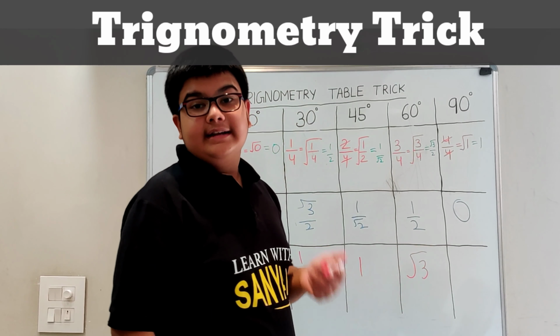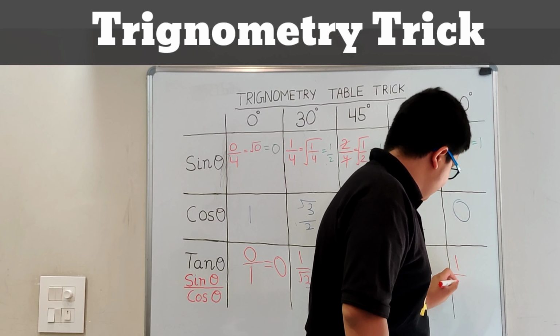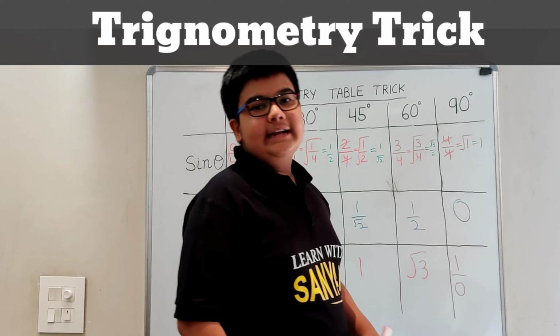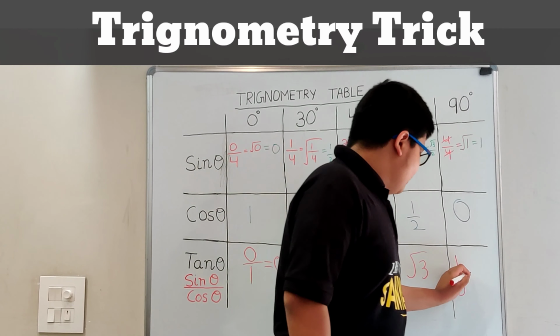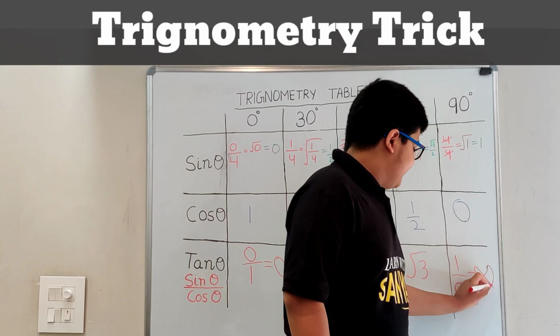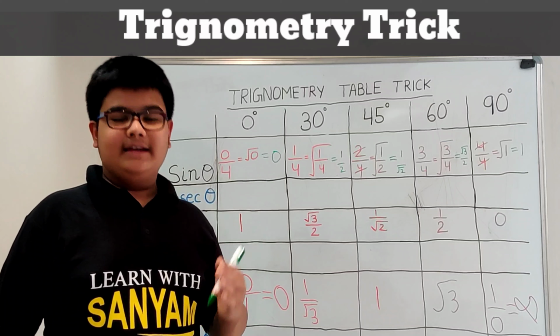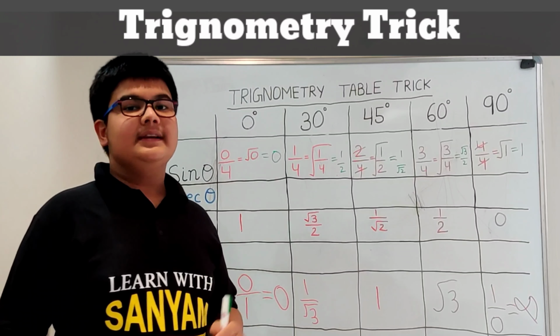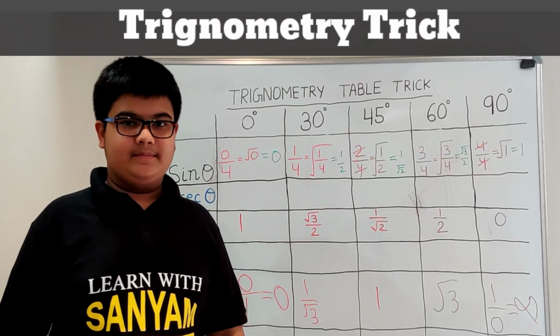And for tan 90, we will divide 1 by 0. Now you know that any number divided by 0 is not defined. So the value of tan 90 is not defined or infinity. Now we are left with the other three trigonometric functions, which are cosec theta, cot theta and sec theta.